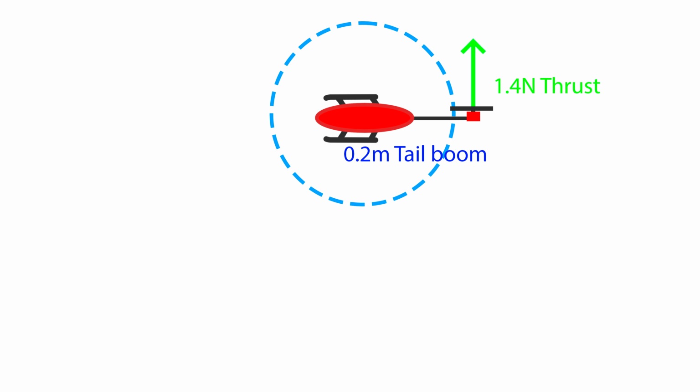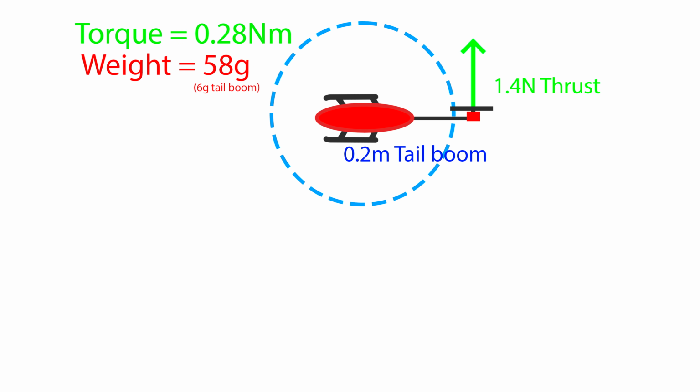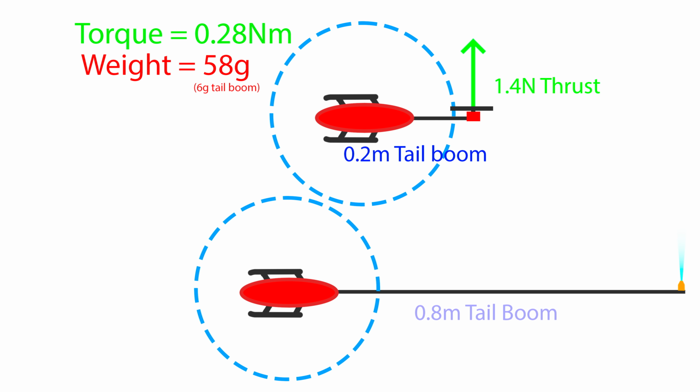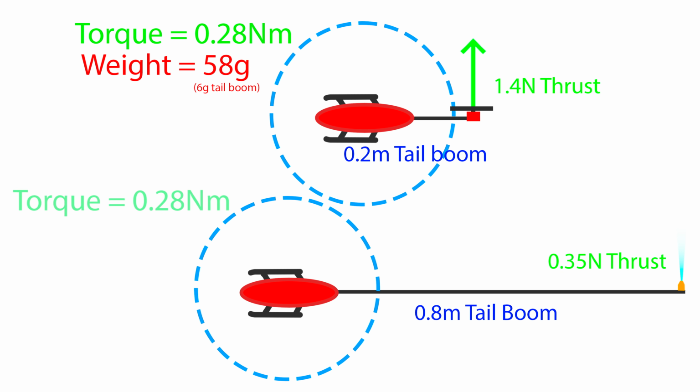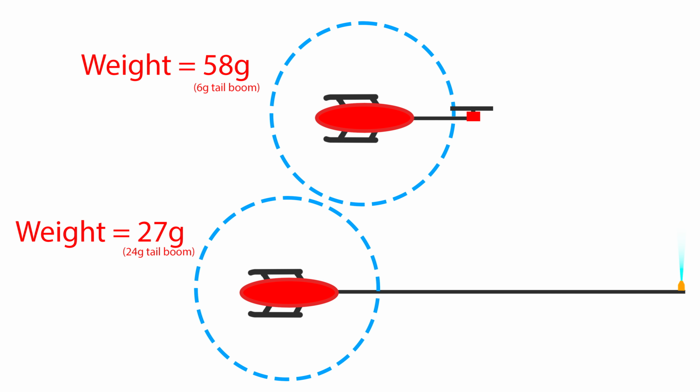Let's take for example, one of the turbines is mounted on a 0.2 meter long tail boom. It produces about 1.4 newtons of thrust at 4 bar of pressure, which means a torque of 0.28 newton meters is produced, with a total weight of 58 grams. Whereas if we take that same nozzle from the turbine, mount it on the end of a 0.8 meter tail boom, it produces far less thrust, but we get the same torque produced whilst consuming the same quantity of air, but it now weighs just 27 grams, which is a huge difference.